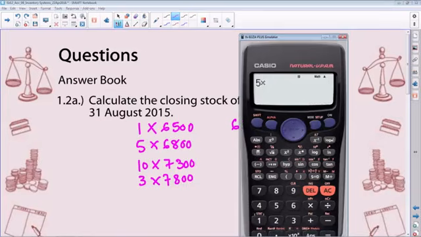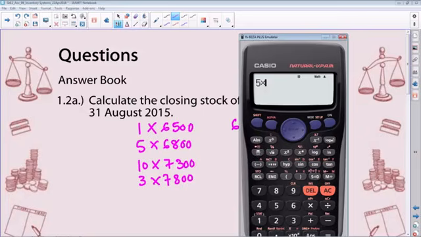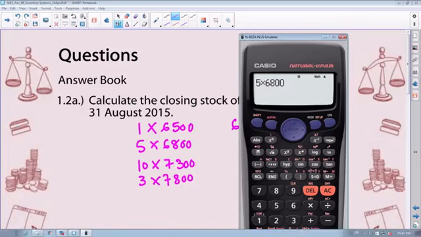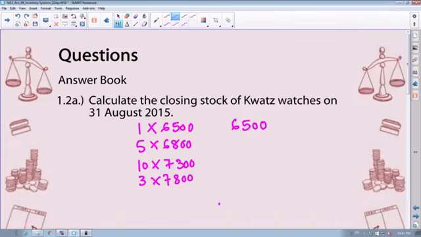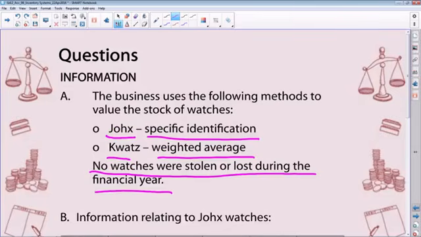5 times 6,800 will give me a value of 34,000. So there's my 34,000. Then we had 10 at 7,300, which will give me a value of 73,000. Let me just check that one out, because let's just see if we got it correct.